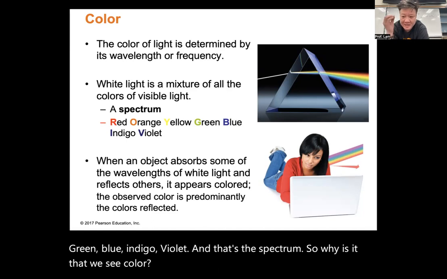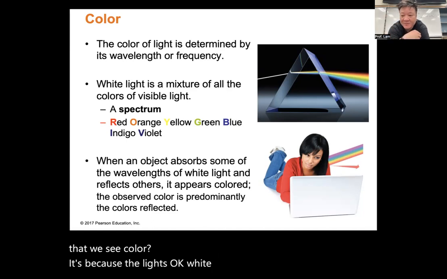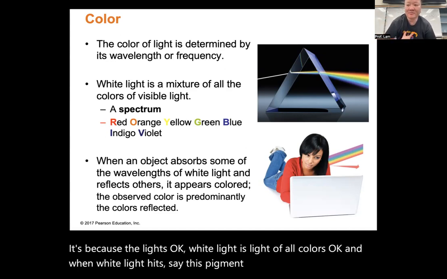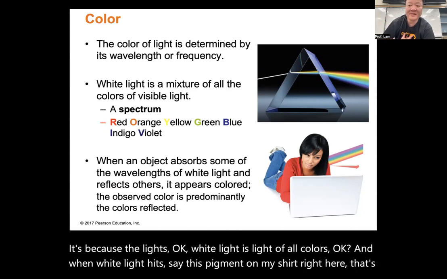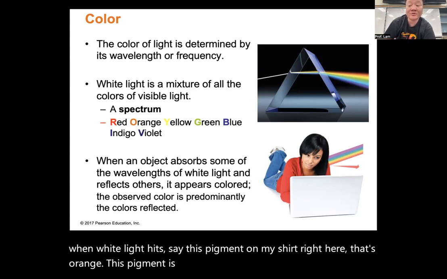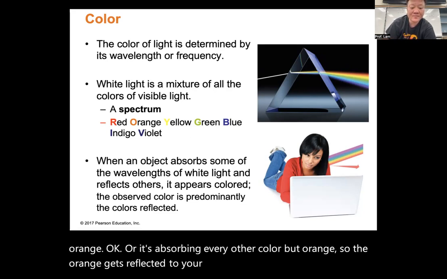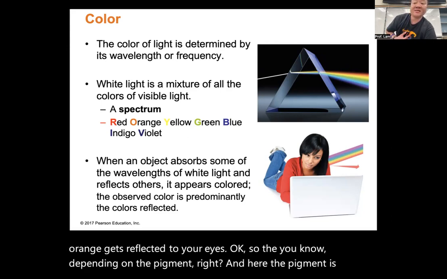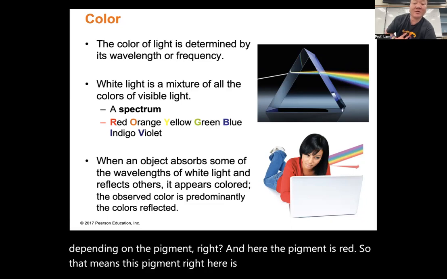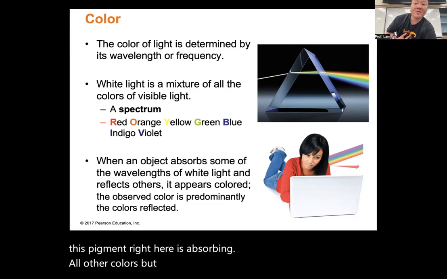It's because white light is light of all colors. When white light hits, say, this pigment on my shirt right here, that's orange, this pigment is absorbing the complementary color of orange, or it's absorbing every other color but orange. So the orange gets reflected to your eyes, depending on the pigment. And here the pigment is red. So that means this pigment right here is absorbing all other colors but red, or it's absorbing the complementary color of red.